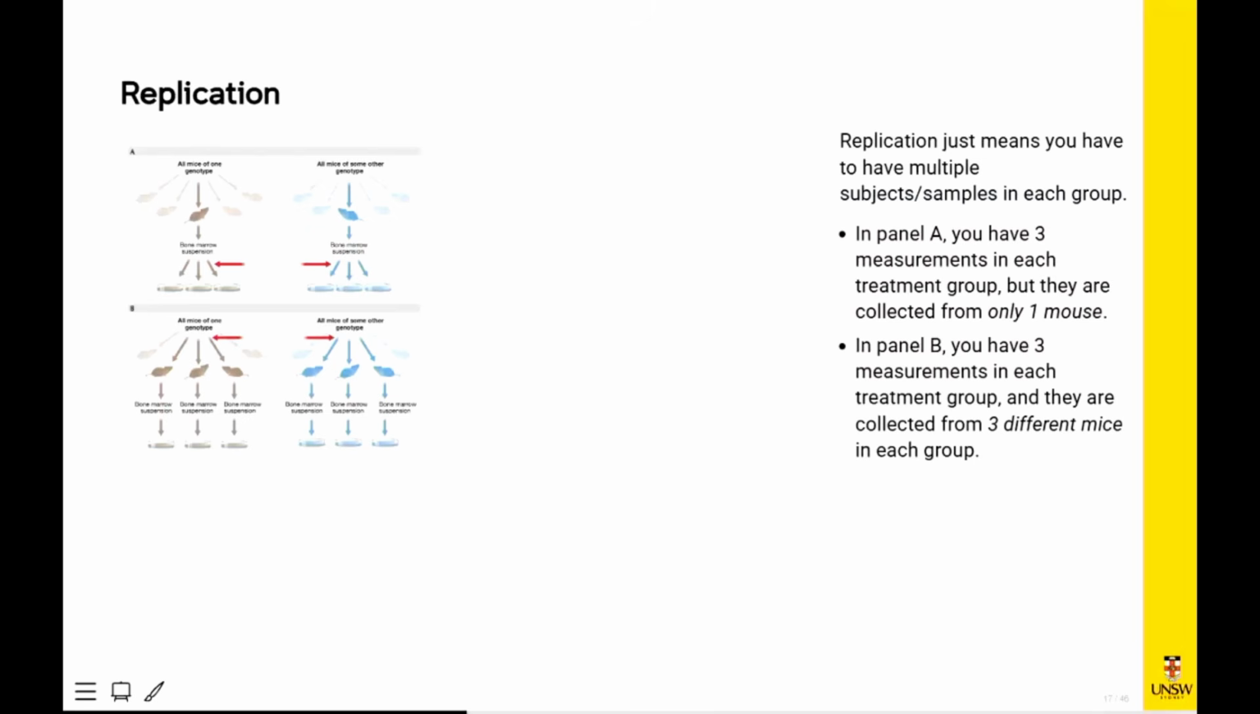So it's a better idea to do the study in the bottom panel there, where you get 1 measurement per mouse, but you have 3 mice in each group. So that's getting replication at the mouse level, where we get a better idea of the intervention working as a group rather than confounding that with the mouse itself.